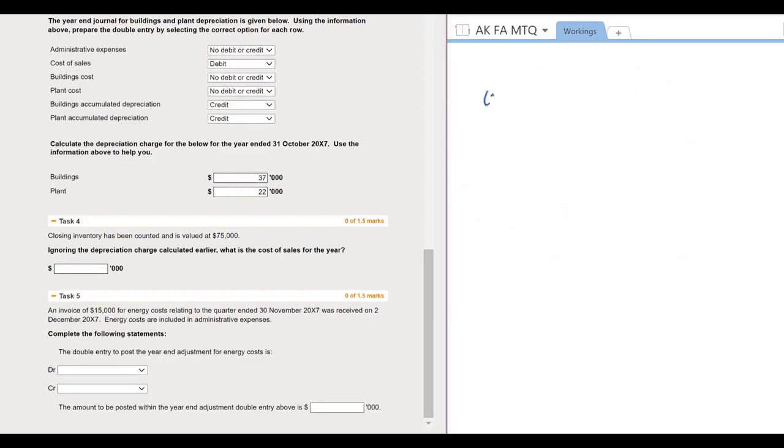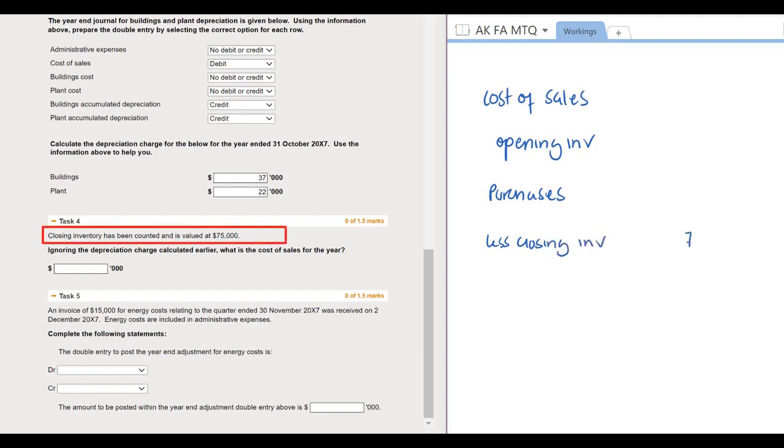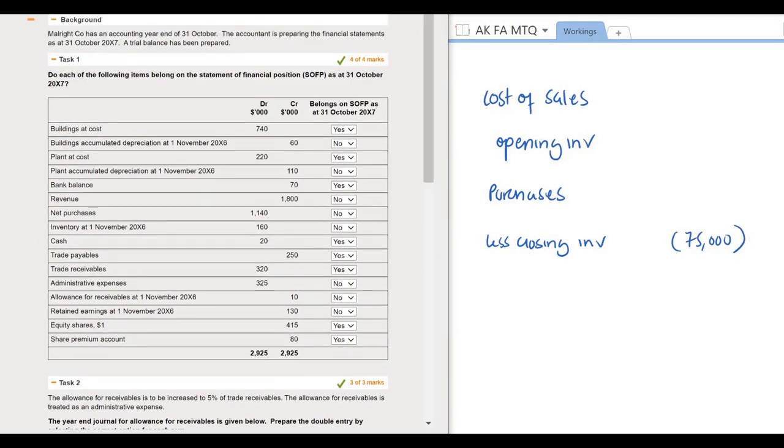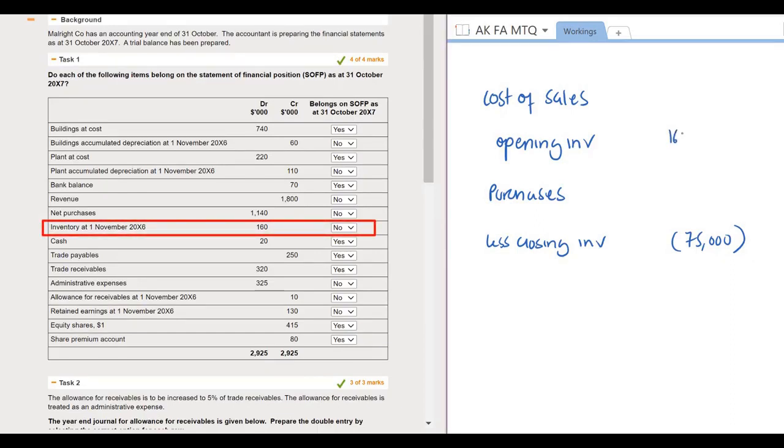So producing a working for our cost of sales, we know that we always have opening inventory. And opening inventory is presented to us in the trial balance, which we'll come on to. We always add purchases and then we deduct the closing inventory. So let's slot in that closing inventory as a reduction. We have it here in the question, and if we scroll back to our trial balance, we can see that the opening inventory is 160,000.